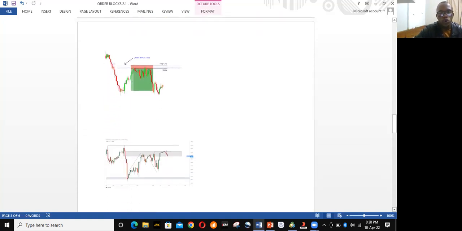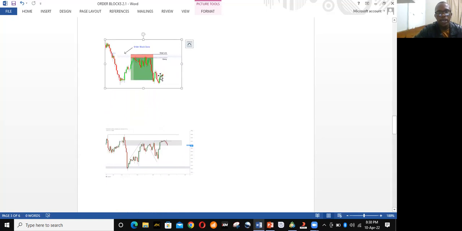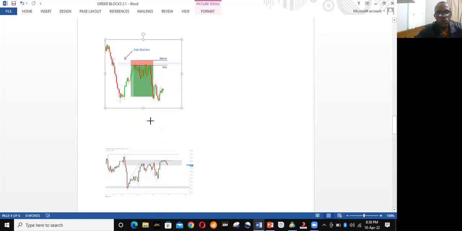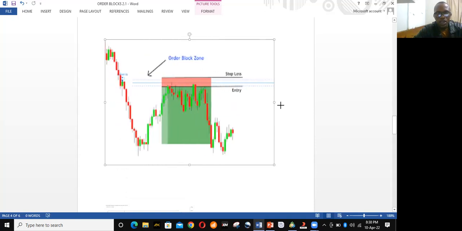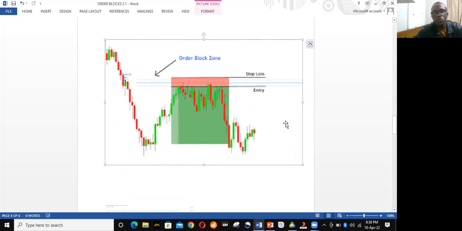So always know that the order block is there to assist you in knowing when to enter, then when to exit in the market. When you find the market in the middle of the price, it's no longer at the supply or the demand, but you use the order block to trade. Like here, the trader has identified the order block on this region.